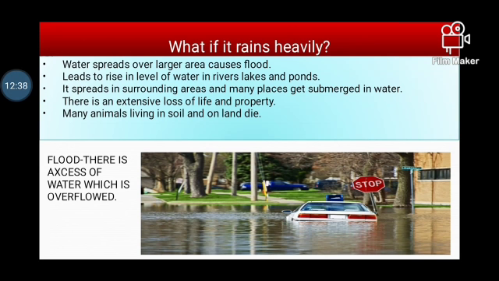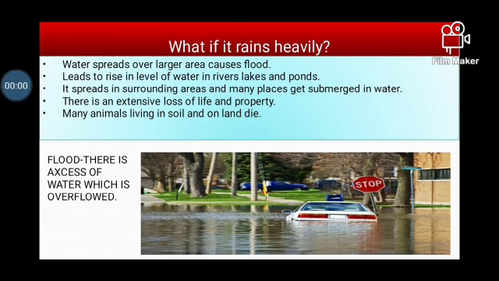What if it rains heavily? Water spreads over a large area causing flood, leading to a rise in the level of water in rivers, lakes and ponds. It spreads in surrounding areas and many places get submerged in water. Many animals living in soil and on land die. Flood is the excess of water which is overflowed.